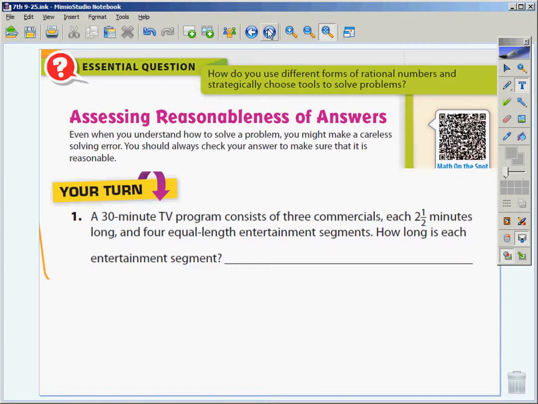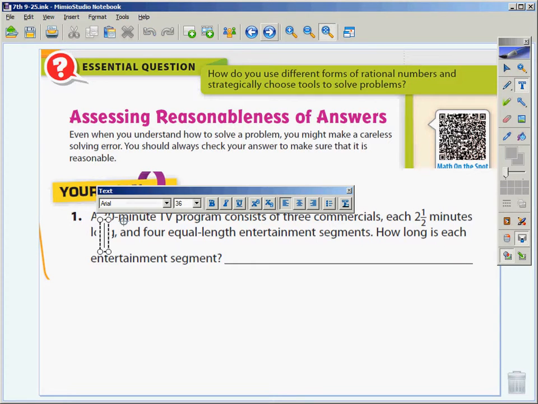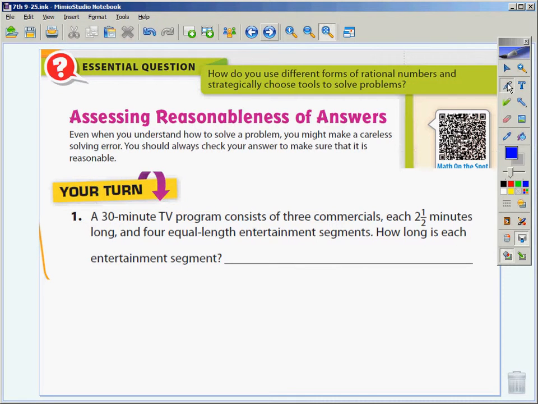When I get done looking at this first problem, I know that if the whole TV program is 30 minutes long, and I know that I'm going to divide it into 4 equal lengths after taking out commercials, there's no way that each equal length could be more than 30 minutes. It's got to be 30 divided by 4, at least that much.